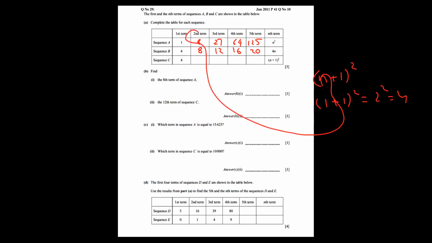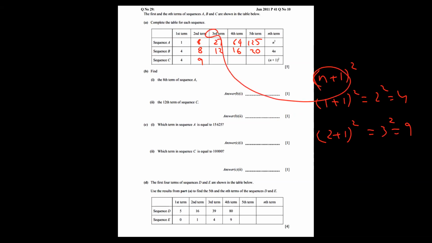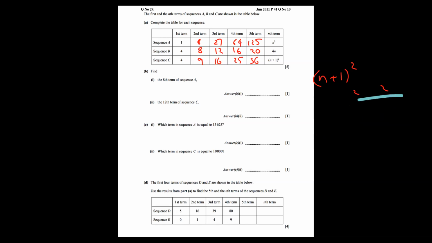Similarly, you need the second term. So put 2 in the place of n. So 2 plus 1 gives you 3, and 3 squared equals 9. So here I copy 9. Now for the third, put 3 plus 1, 4, 4 squared 16, 4 plus 1, 5, 25, 5 plus 1, 6, 6 squared is 36. So I believe the first part is not hard at all. 5 marks you have gained easily.